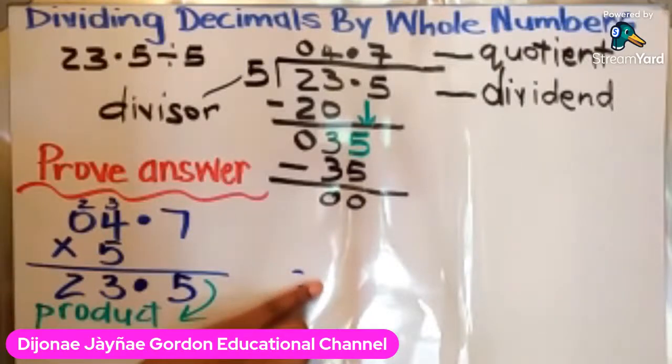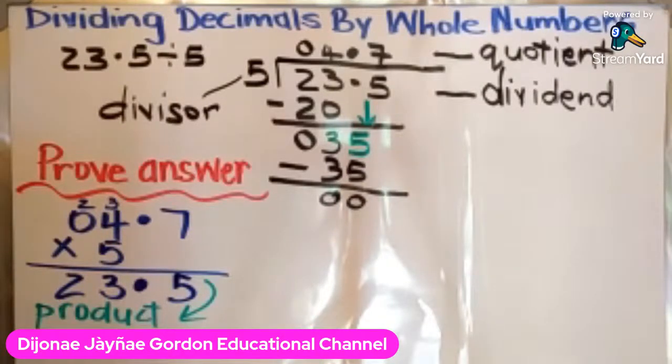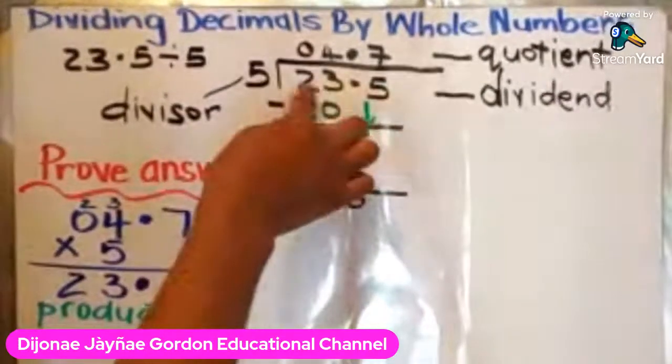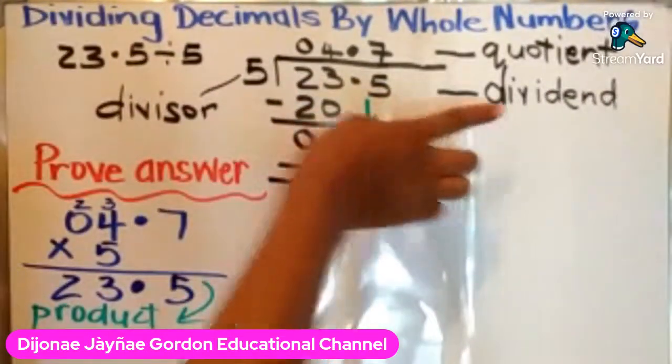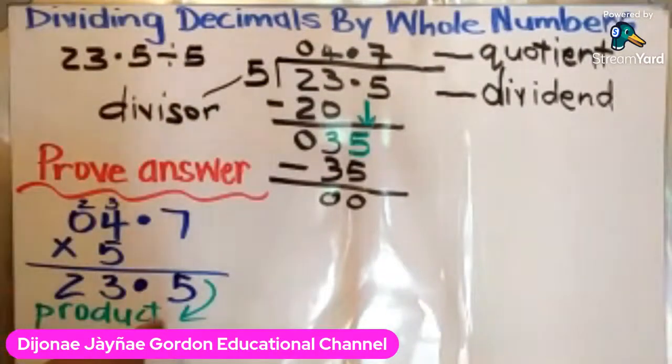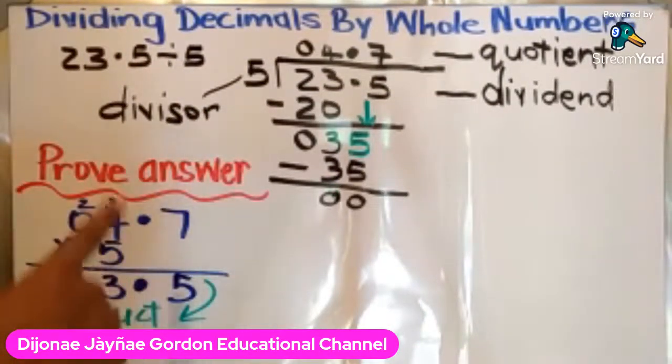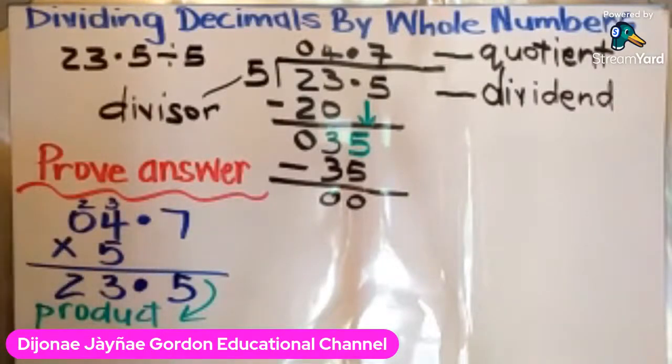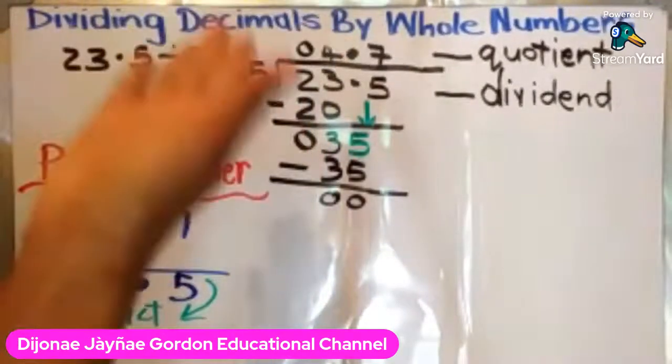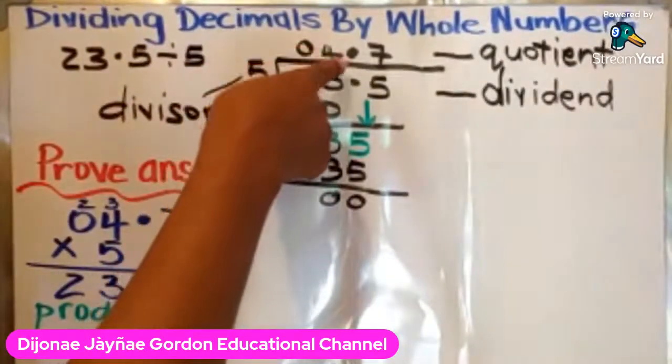The next thing that we're going to do is check to see if the product is the same thing as our dividend. If it is the same thing as our dividend, then this is telling us that our quotient in the division problem is correct. So let's check now. We have 23.5, and that is our product. And 23.5 is the same thing as our dividend. So this is telling us that our problem was properly done.